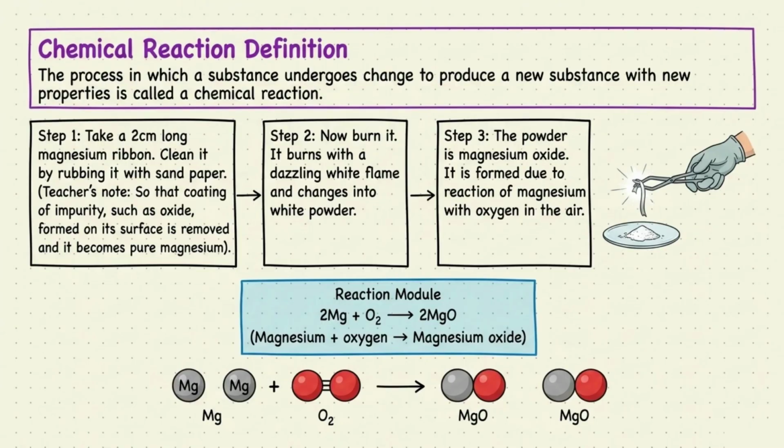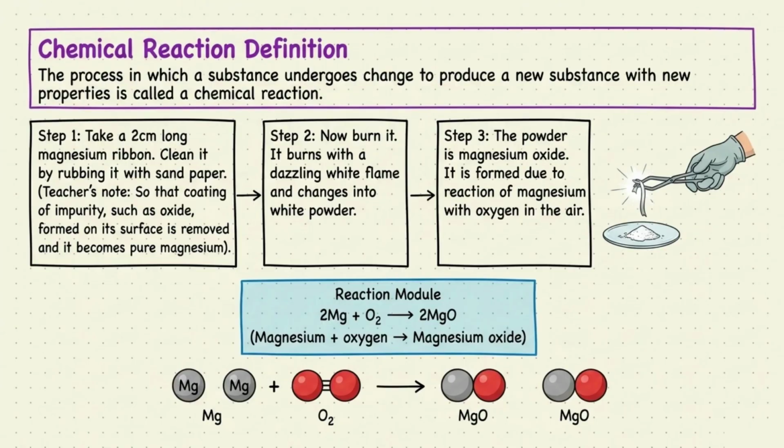That is a crucial step, actually. Imagine a piece of metal sitting out in the air. Over time, it gets a dull skin on it. We rub it with sandpaper to remove that coating of impurity, which is usually a magnesium oxide layer that is formed on its surface. Ah, I see. Yeah. By scrubbing it off, we expose the pure reactive magnesium underneath.